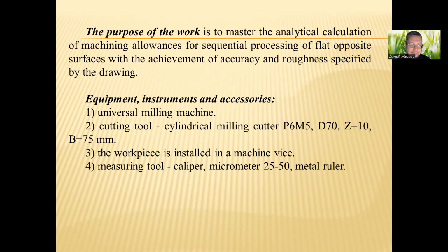First, a universal milling machine, with a cutting tool, a cylindrical milling cutter. The workpiece is installed in a machine vise, and the measuring tools are a caliper, a micrometer from 25 to 50, and a metal ruler. Please write down in your notes the purpose of the work, equipment, instruments, and accessories.